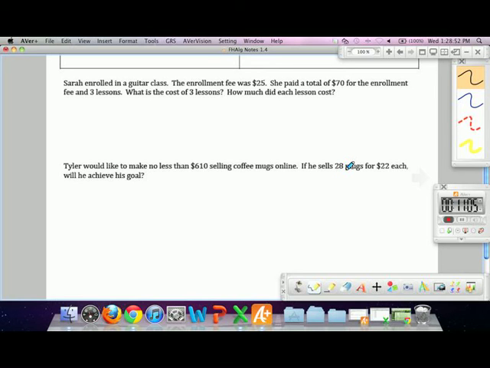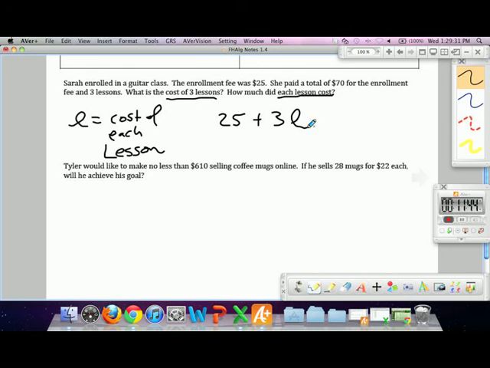So I'm going to say L is the cost of each lesson. L for lesson. You could use C for cost. That's fine too. But I'm going to use L for lesson. So what's an expression for the amount of money I can spend? What's an expression for that? 25 plus 3L is how much money I'll spend, and then I know that I did spend is exactly equal to 70. Absolutely. That's what I did.